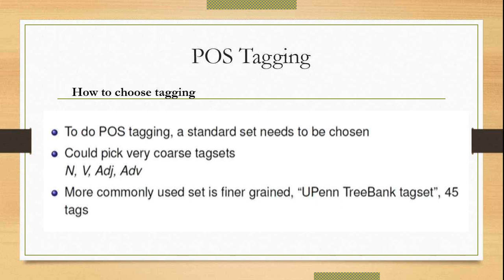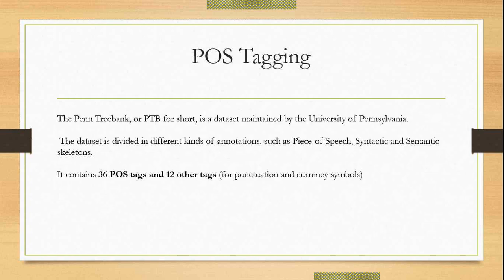So this POS tagging is based on standard tag sets, and those tag sets are maintained by some universities or some authorities. The more commonly used tag set is the Penn Treebank tag set. This was developed by Pennsylvania University, so it is normally called the PTB, the Penn Treebank, because it is developed in this university. That's why this data set is called the Penn Treebank. This data set is divided into different kinds of annotation, such as part of speech, then syntactic and semantic skeleton.